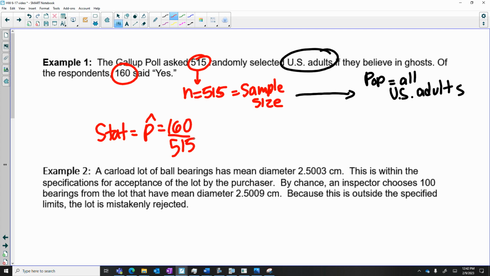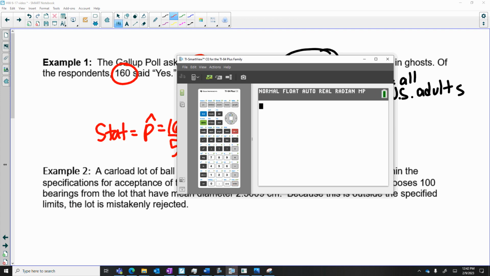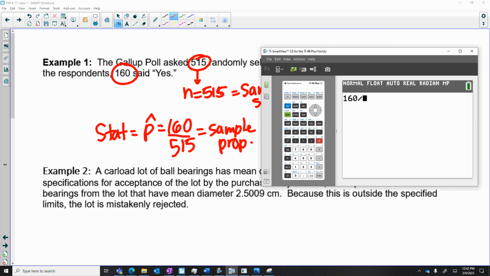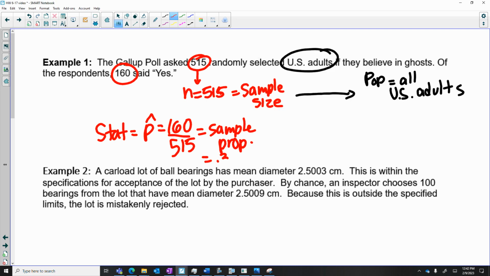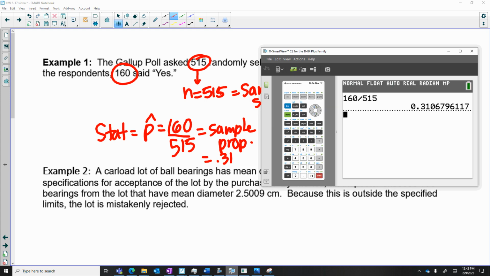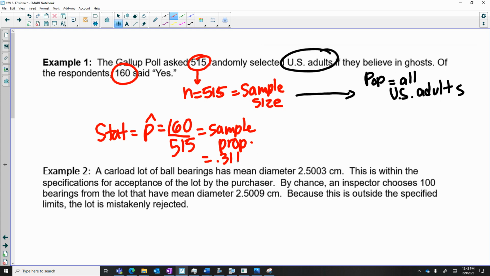Okay, that's going to be called the sample proportion because it came from the sample. So if we do 160 divided by 515, we're going to get 0.31-ish, okay? 0.311. So if we use our sample, we would say about 31% of our sample said that they believe in ghosts. So can we use that sample to estimate the true proportion of everyone in the country who believes in ghosts? Well, if it's a good sample, we can.